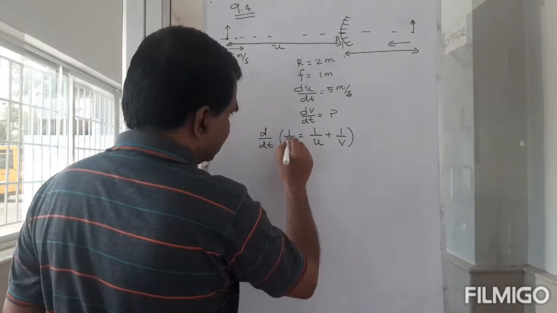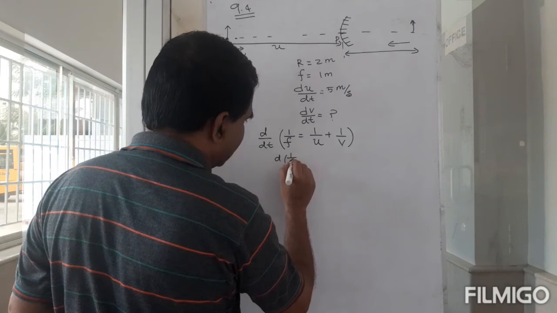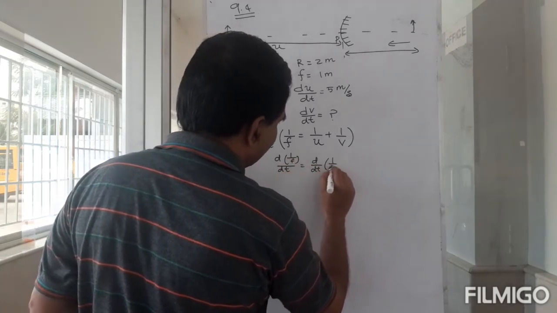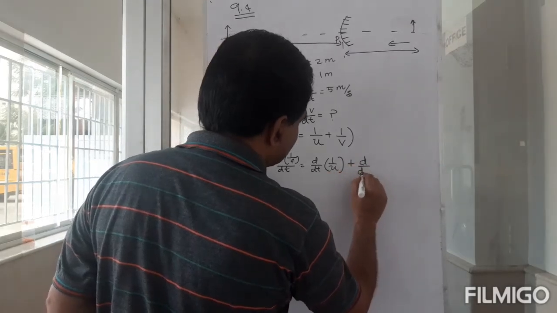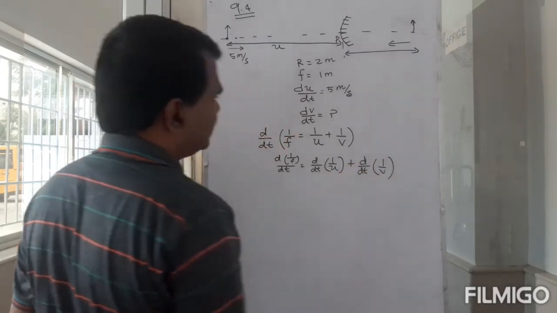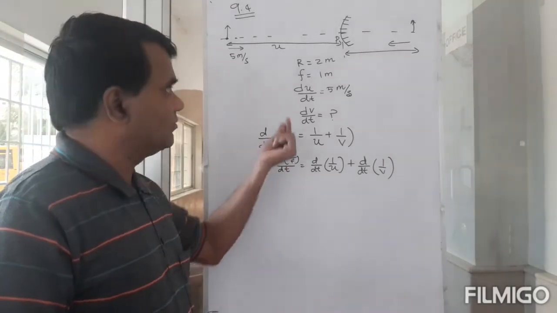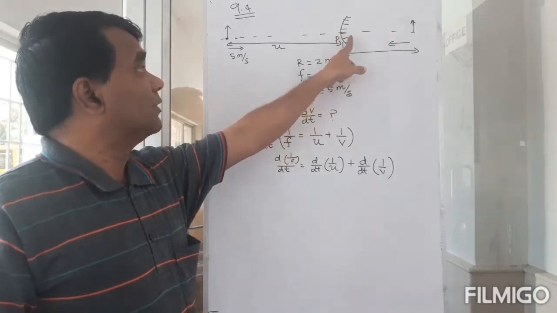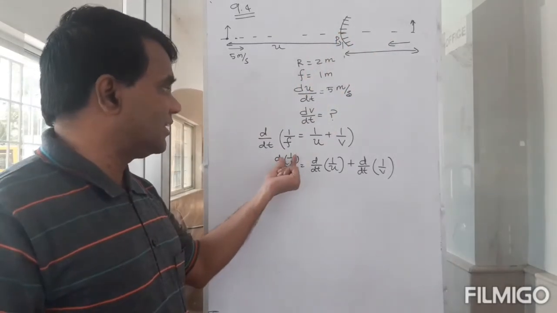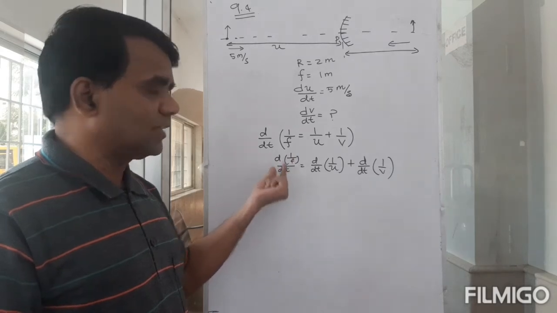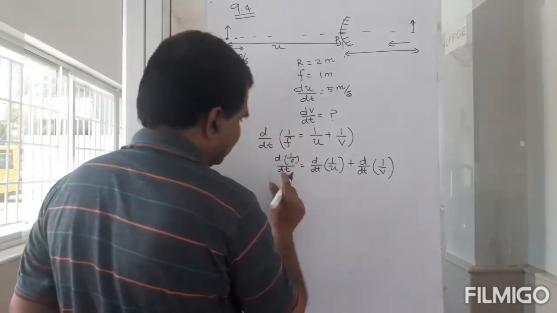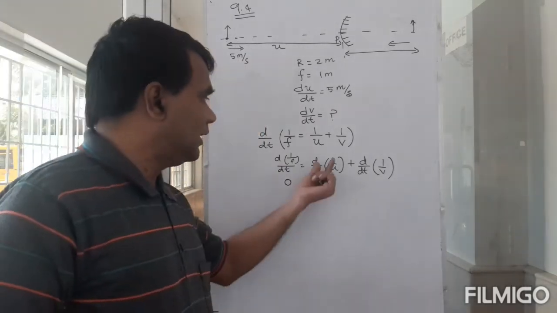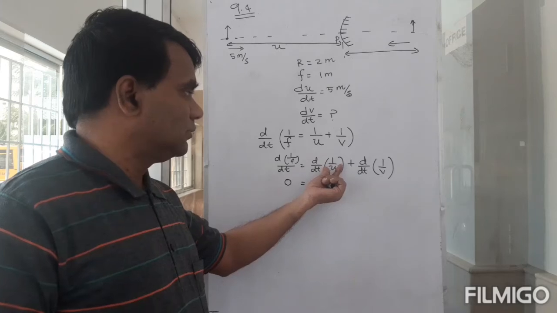If I do that, this is d by dt of 1 by f, equals d by dt of 1 by u plus d by dt of 1 by v. F is a constant. Irrespective of what your u and what your v are, your f will always remain the same. So I'm going to differentiate f with respect to time. This will give me 0, right? Always 0.